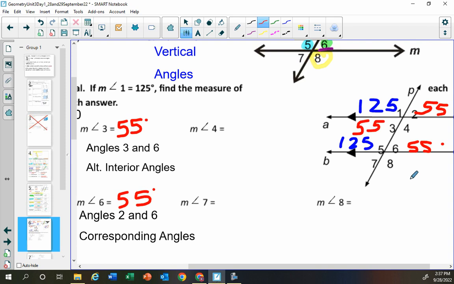However, let's make it even more simple. Angle 4. We just look right here. Don't even have to look beyond here. What would be that measure? What would be angle 4's measurement? 55? Not 55.